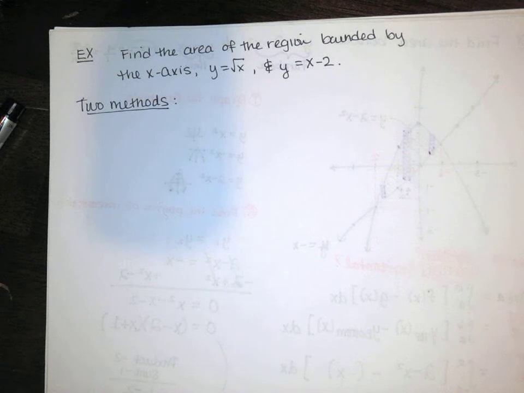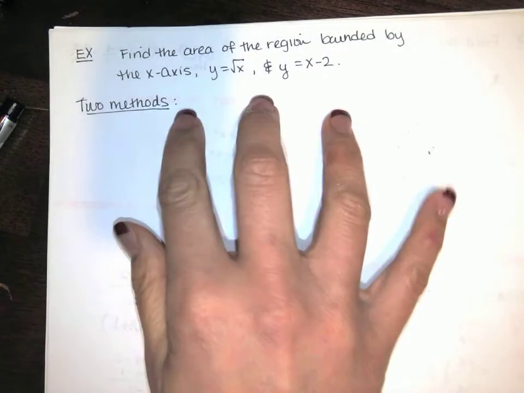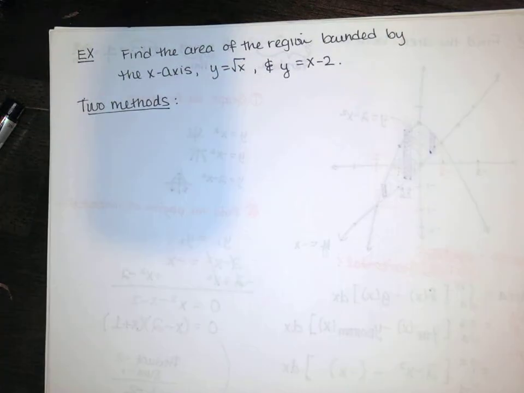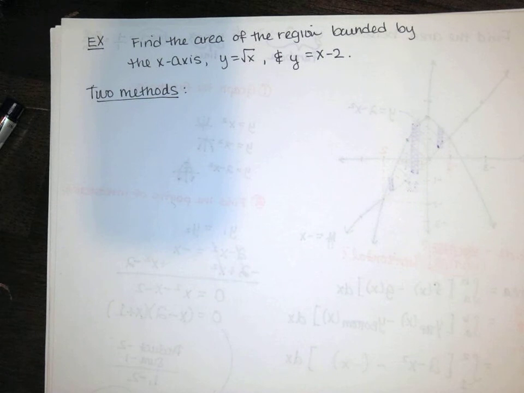In this video, we're going to work one problem twice, basically. We're finding the area of a region bounded by these three curves: the x-axis, the square root function, and this line. It turns out that there are two ways of doing this. There are two ways of doing most of our problems, but I want to show you that one is slightly more efficient than the other based on the geometry of the region.